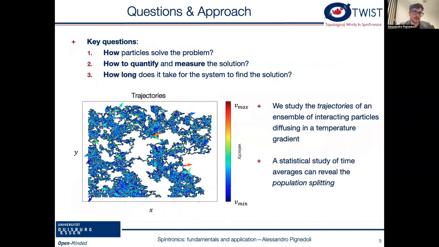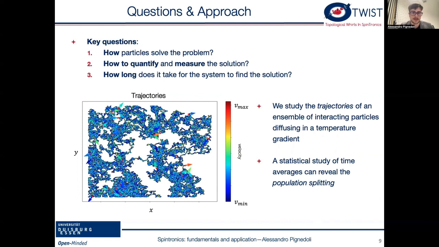In this slide, I want to summarize the main questions of this project. The first question is how particles can solve a problem, so how we can actually create the conditions for having a Brownian computation. Secondly, we want to understand how we can quantify and measure the solution once we find it. And third, we are also interested in quantifying how long it takes for the system to find a solution. So we are also interested in the criteria of efficiency of this computation.